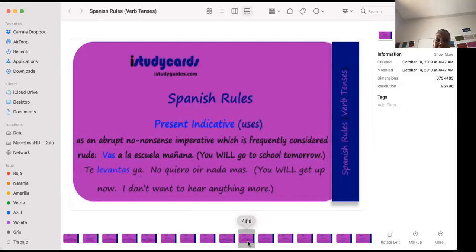Te levantas ya. No quiero oír nada más. Or más has an accent. I don't know why I didn't put the accent, but más should have the accent. You will get up now. I don't want to hear anything more.